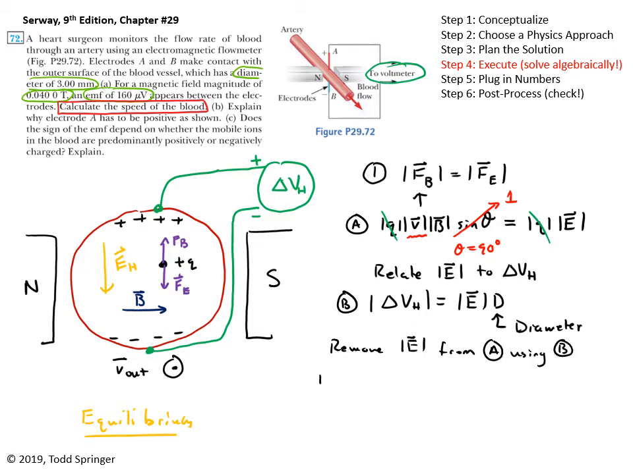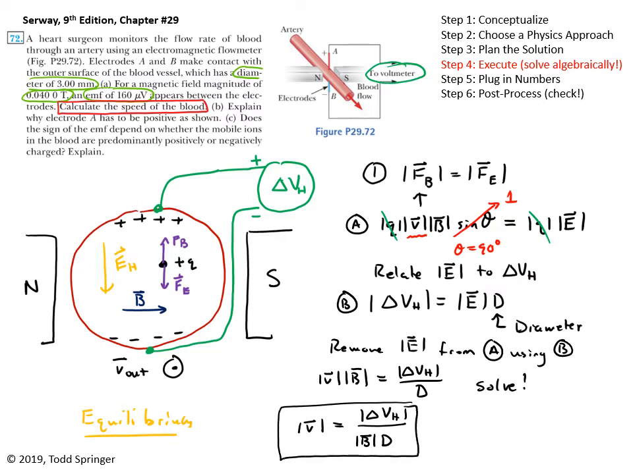So pretty simple. V B sine of theta, which is 1, is equal to E. And then E is going to be delta VH, the Hall voltage, divided by D, the diameter. And now we can solve it. V is equal to the magnitude of delta VH divided by B times D. There's our formula in terms of things that are given.